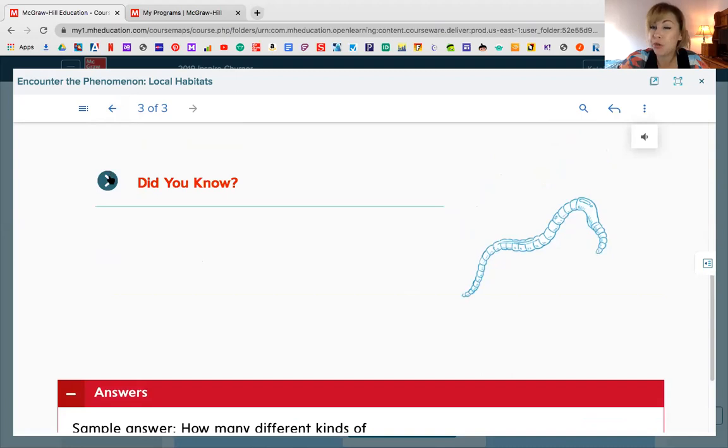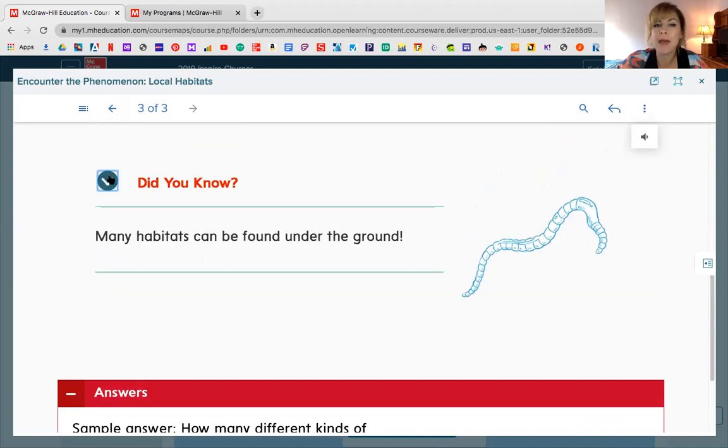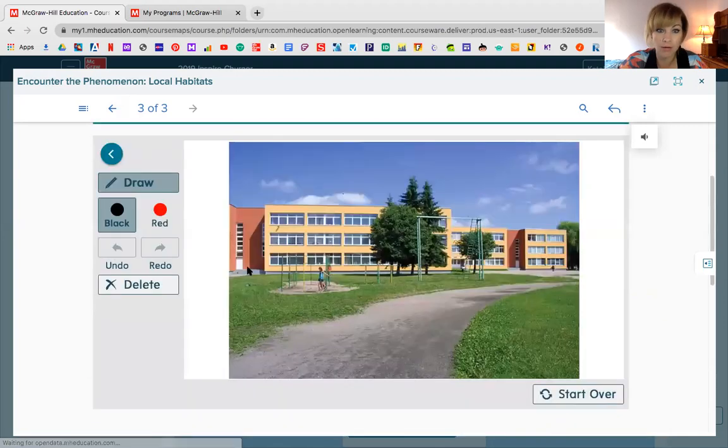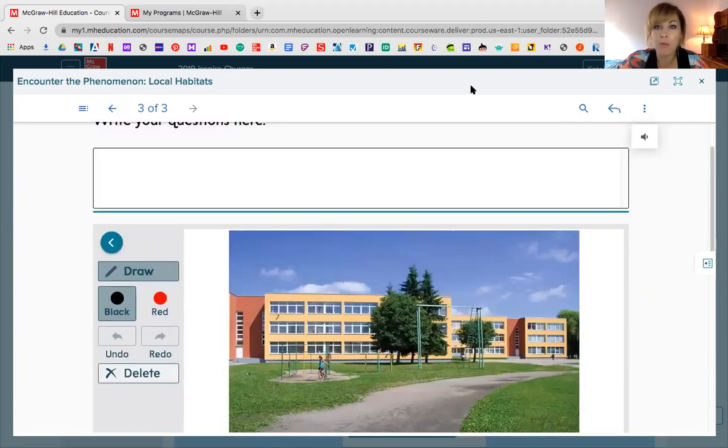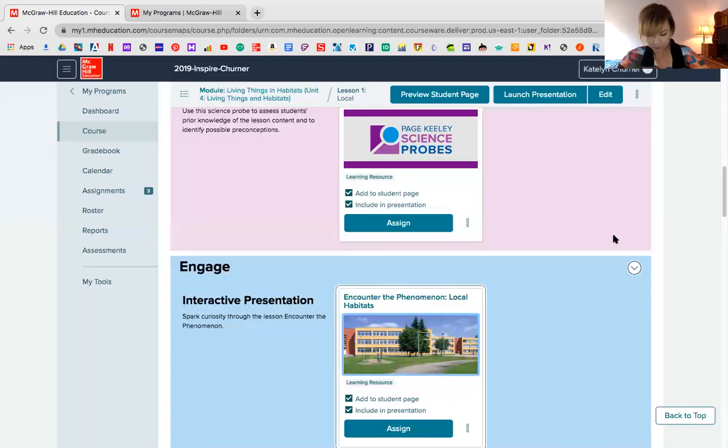All right, did you know that many habitats can be found underground? I did not know that. That's interesting. Make a little prediction right now. What kind of animal would you find living in a habitat underground? Maybe it burrowed itself. And we've talked about burrowing, didn't we?